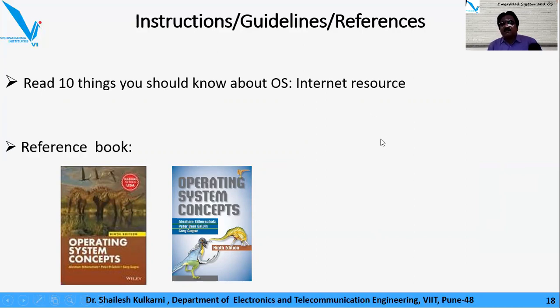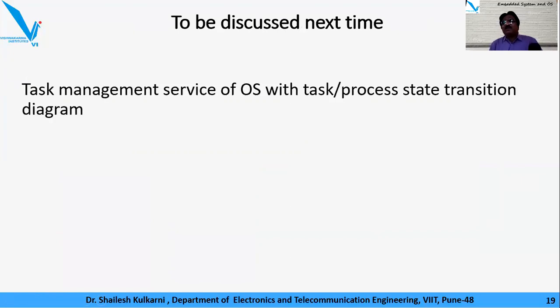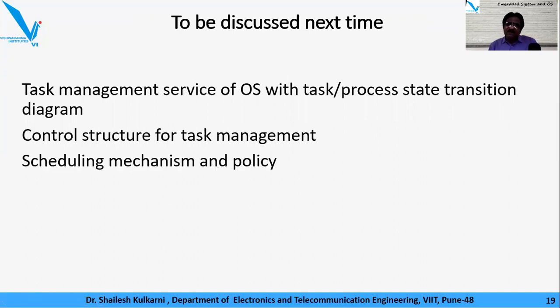Next time we are supposed to discuss the task management service of the operating system with the task or process state transition diagram. We'll understand the control structure for task management, that is, the data structure in memory which is meant to control the various operations of task management, like task creation, task deletion, task resumption, and task suspension. We'll see how the task control block contributes to these services. And we'll understand the scheduling mechanism and policy along with its differences.